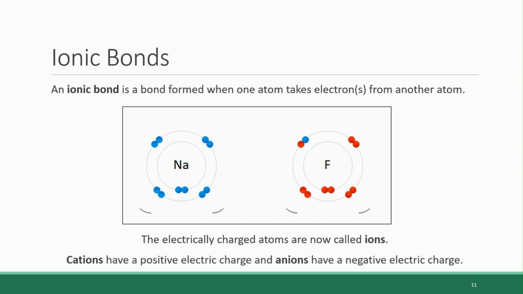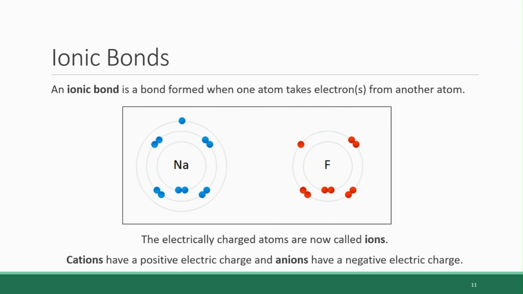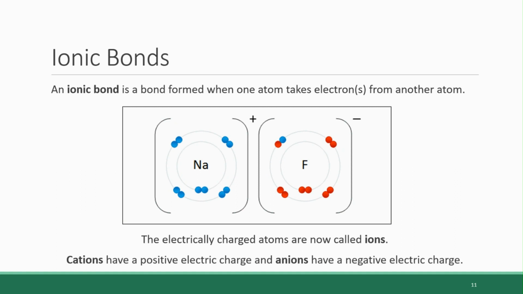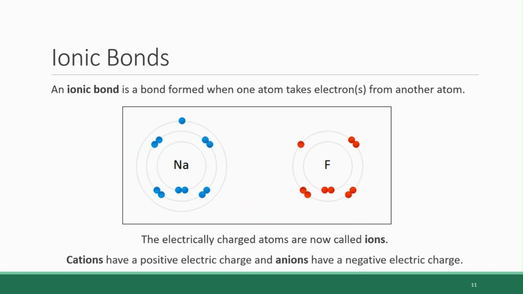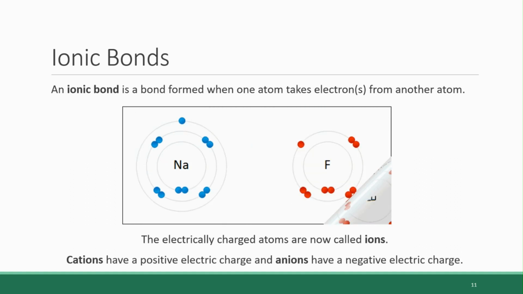Ions are atoms that have gained or lost one or more electrons, and so now they have an electric charge. There are different types of names for ions depending on whether their electric charge is positive or negative. Cations have a positive electric charge due to having lost a negatively charged electron, while anions are the ones that have a negative electric charge due to having gained an electron.